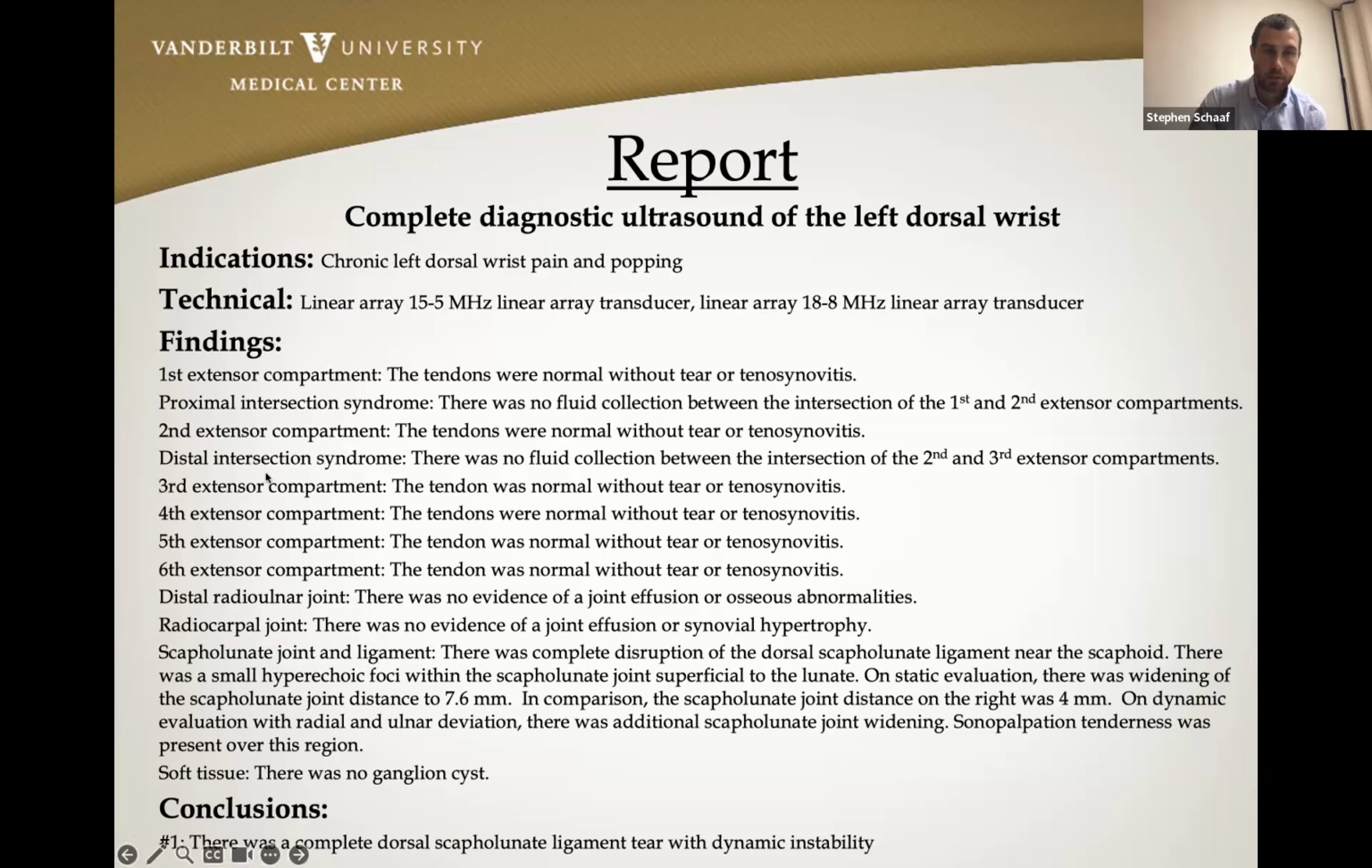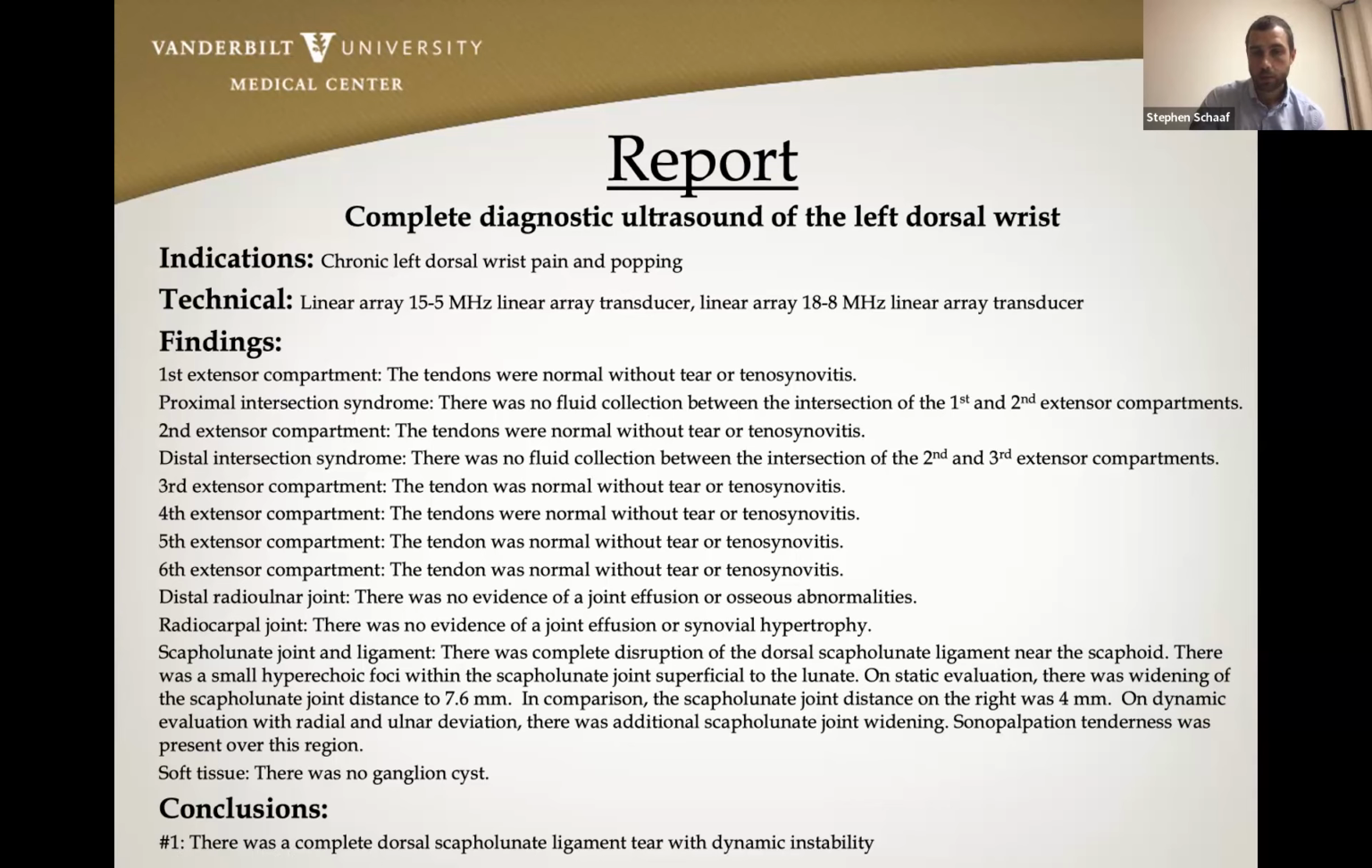As we had mentioned, these are going to be the routine structures. And the main place where we're seeing pathology in this case was that scapholunate joint. And so what we saw here was a complete disruption of that dorsal scapholunate ligament near the scaphoid. In addition, there was a small hyperechoic foci within that joint near the lunate. On static evaluation, we saw that the joint was widening to 7.6 millimeters. And in comparison, on the right side, this was 4 millimeters.